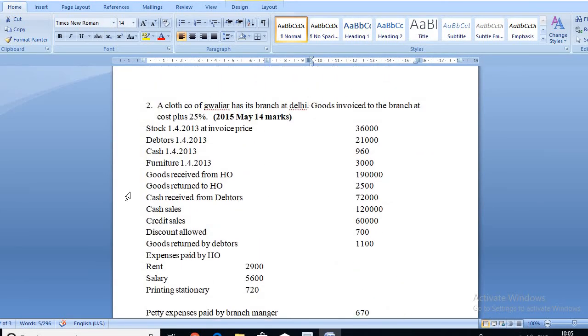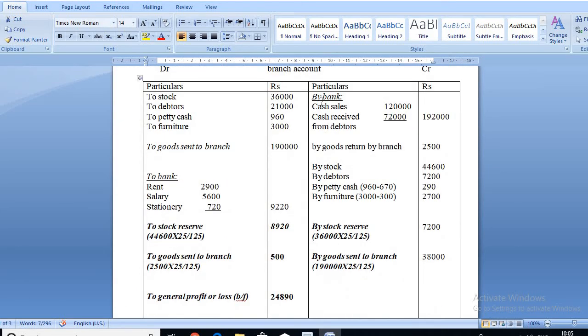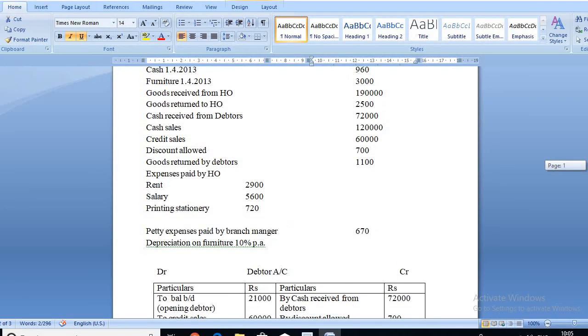And the next one, cash received from debtors and cash sales. These are the income for branch. If any cash is generated by branch, that should be remitted to head office. That should be given to head office. So that should be credited under the head by bank. So in the credit side under the head by bank, I recorded cash sales and cash received from debtors. The total is 1,92,000.